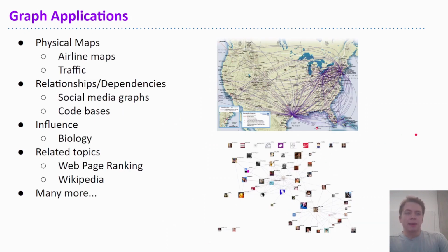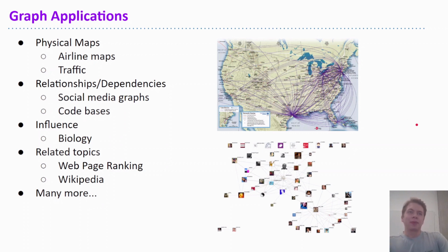And there are so many applications for graphs, such as physical maps, right? Airline maps, traffic. Graphs are also great at showing relationships or dependencies. So you can imagine that your social media followers and the people who you follow will form a graph, where there's an edge coming out of, let's say, your vertex to somebody you follow. And if they follow you back, there will be an edge going from them back to you.